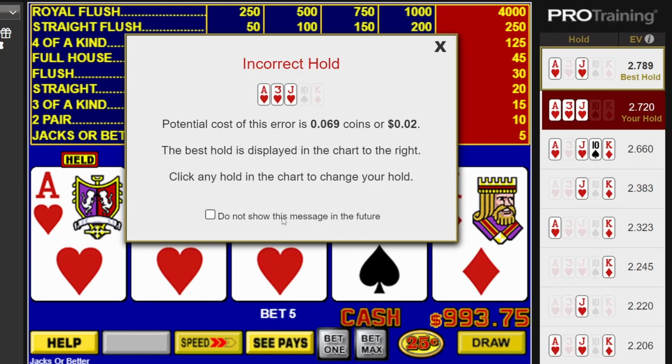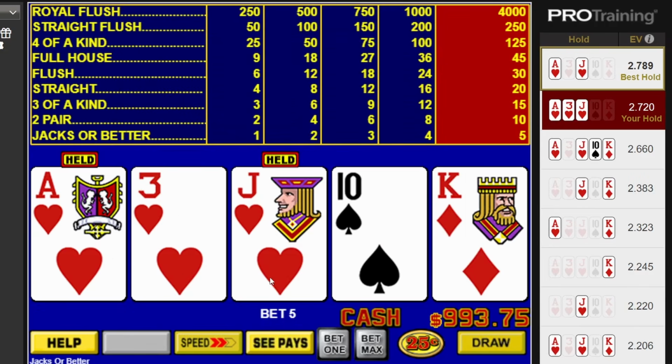I'm wrong. It's ace jack. Look at the closeness though on that. This would have only cost me 2 cents, but over time that 2 cents could add up a little bit, but this one's really close. So here it says do not hold the 3, just hold the ace jack. Let me know down below if you're getting these right or not, so I have an idea. Let's do the next one.